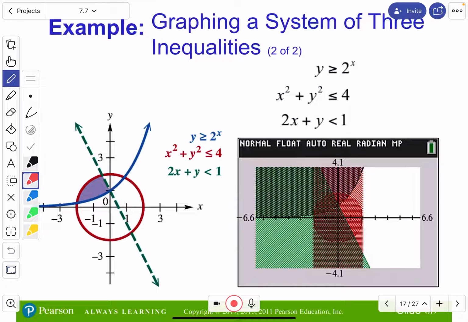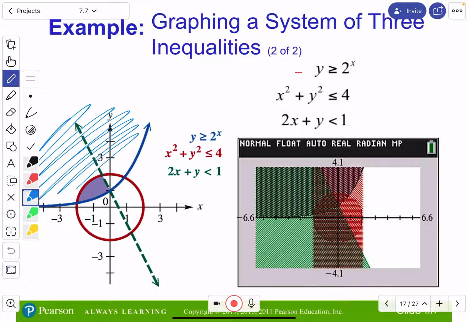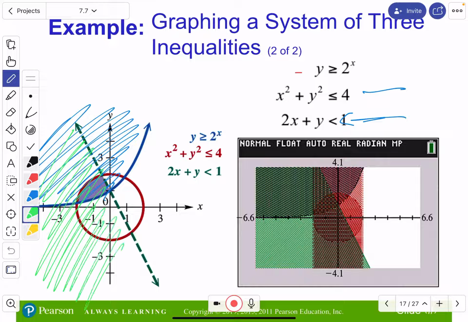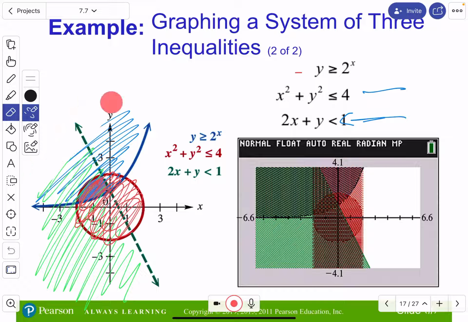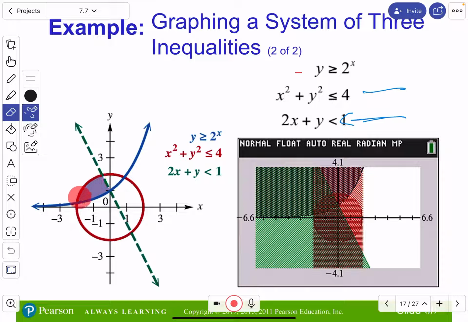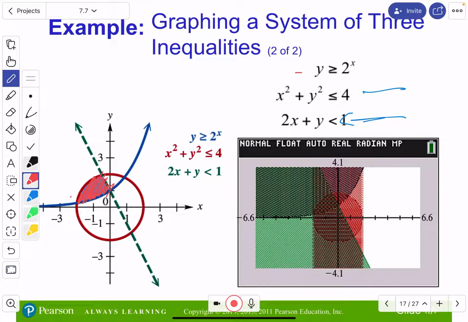So here, the blue line is this, and it was greater than, so we would shade all of this area, which they did on the calculator. The green one was this bottom, and if we rearranged it, it was y is less than, so we would shade this side. And then the middle one's the circle, and we said less than, so that means it's within the circle. So that's where we get those 3 colors. And then the part that has all 3 would be the answer. So this piece in here is the actual solution. That's where all 3 are true.